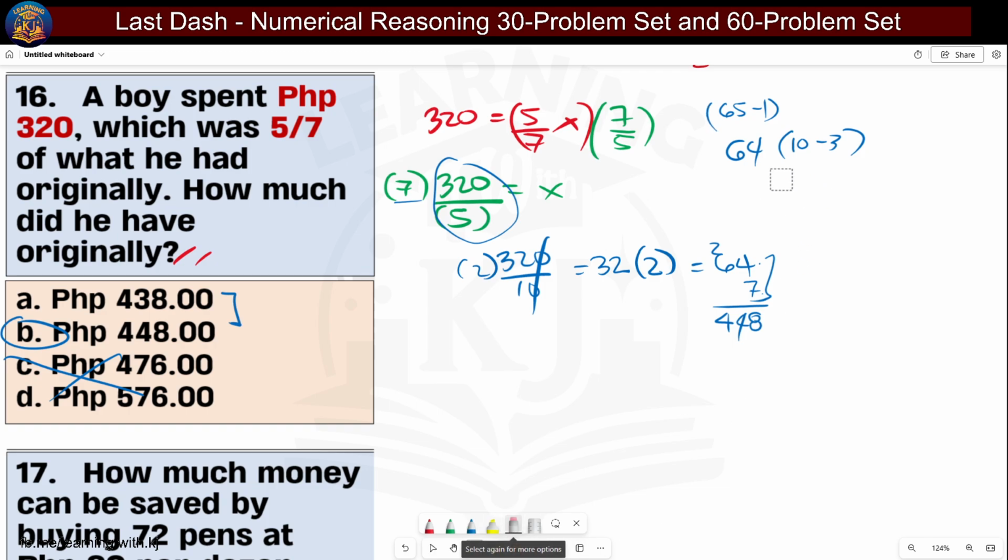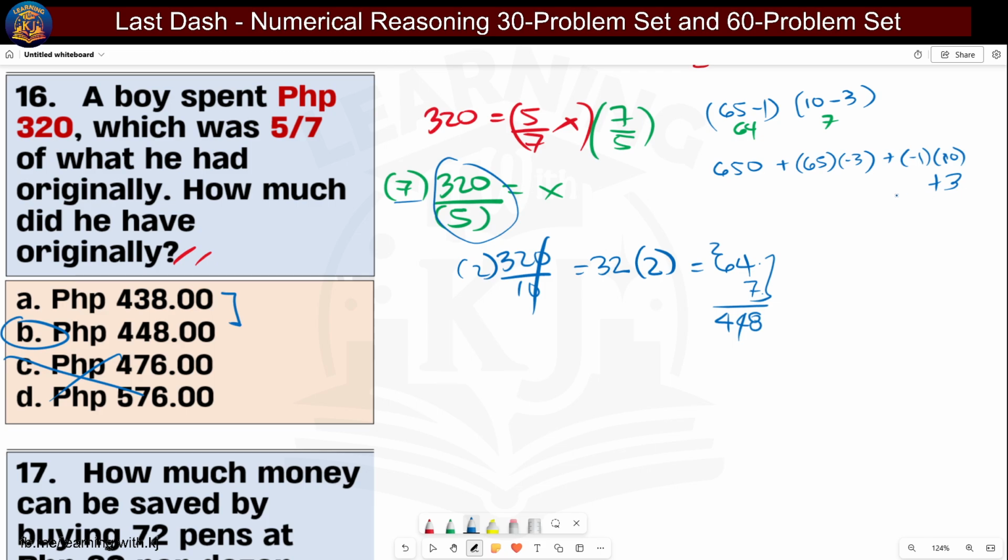So, kapag 65 minus 1, FOIL method siya. Times 10 minus 3. Tatanggalin ko yung nasa baba. Right? This is the same as 64 and 7. Okay, try natin if magbubunga itong ating katamaran. We have here 65 times 10, so 650. Lahat ng outside, 65 times negative 3. Okay, so plus 65 and negative 3, plus yung nasa loob, negative 1 and 10 positive. And then we have here yung plus 3 na lang kasi negative 1 and negative 3 is positive 3.